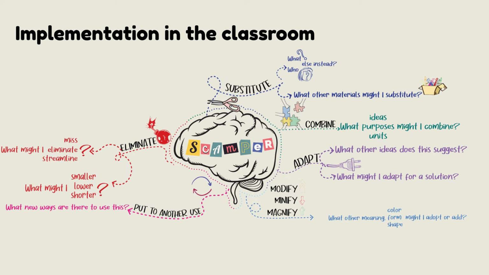R stands for reverse. Think of what you might do if parts of the product or process worked in reverse or were sequenced differently. Typical questions are: what might be rearranged? What other pattern, layout, or sequence might I adopt?